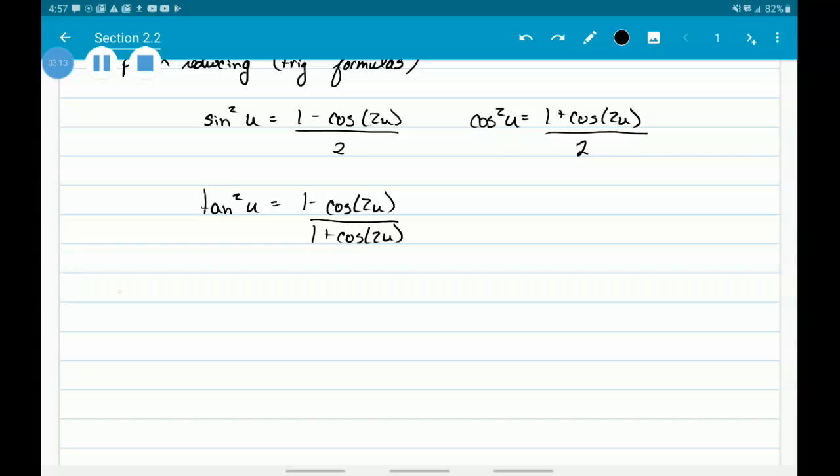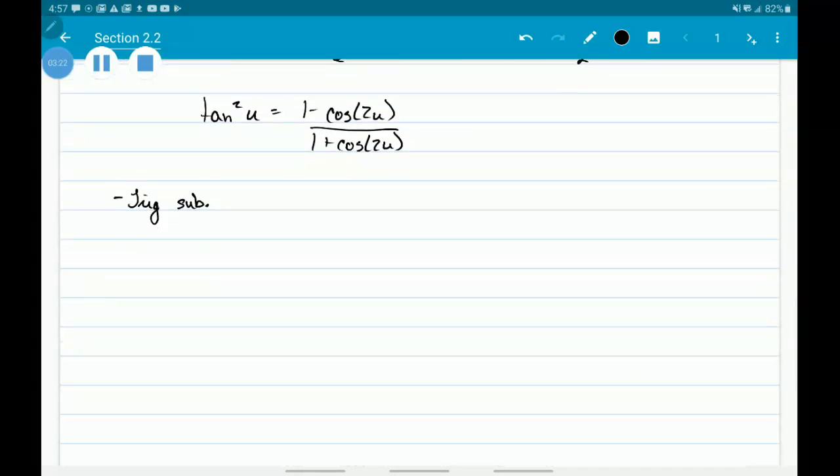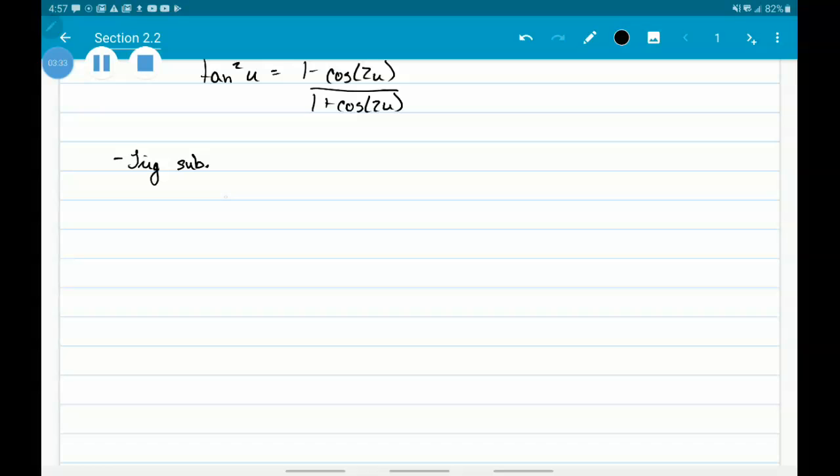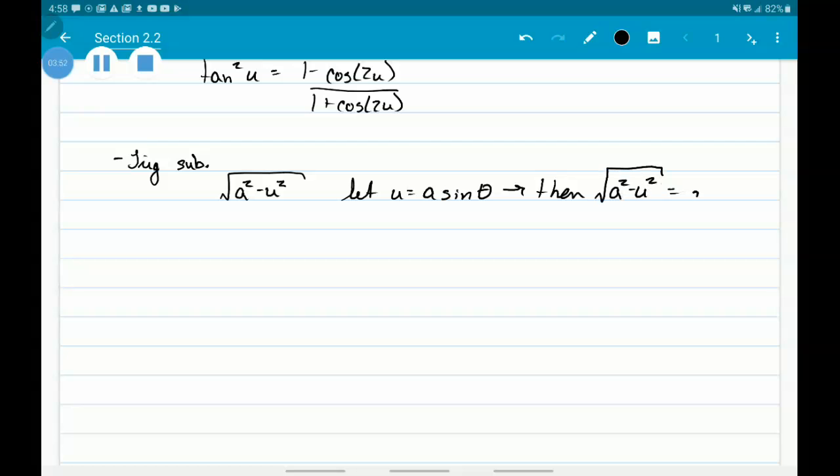There are all kinds of trig substitutions that could be used. You may have to use one of the Pythagorean identities to substitute, or a double angle formula, if we're dealing with trig problems. We also had trig substitutions where we used a squared minus u squared. We would let u equal a sine of theta. Then the square root of a squared minus u squared was equal to a cosine of theta.